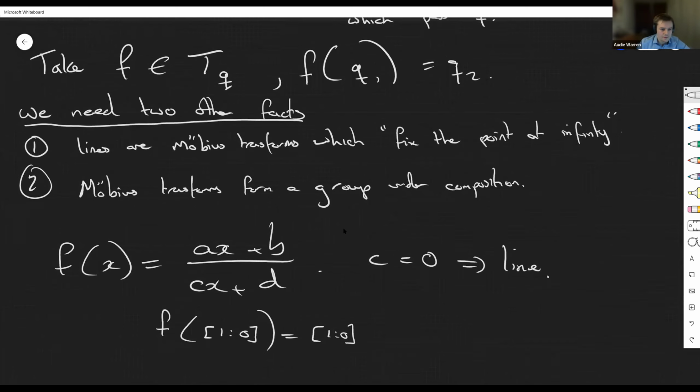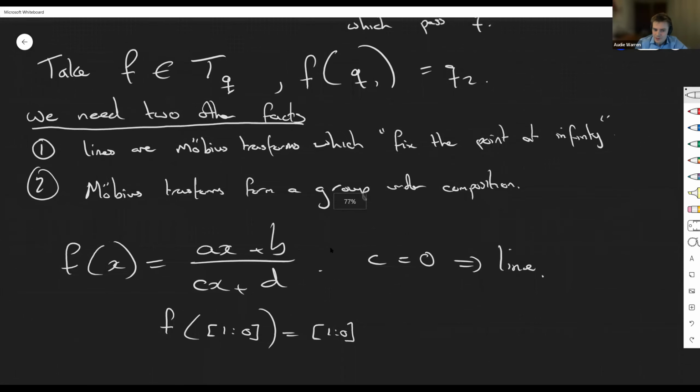The second point: Möbius transforms form a group under composition. This is easy. This is very well known. If you were to take two Möbius transformations, f and g, and compose them together, you would get another Möbius transformation. I hope everyone is okay with that.